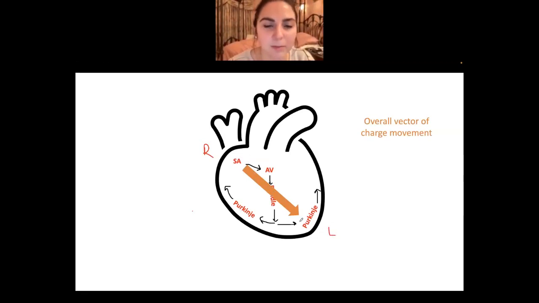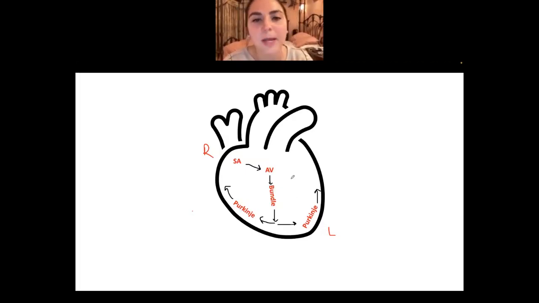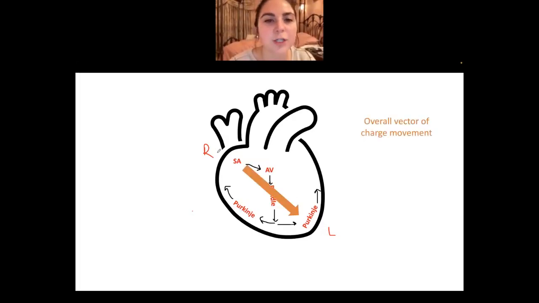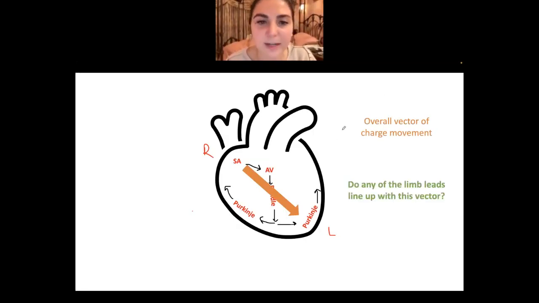So top right to bottom left. And again, it's just because, this is very physics, but if we're not going to do vector analysis, if you were to add all of the strength of these arrows up, even though we have some going straight down, some going straight up, overall the movement of charge is from top right to bottom left. Okay. Do any of the limb leads line up with this vector?